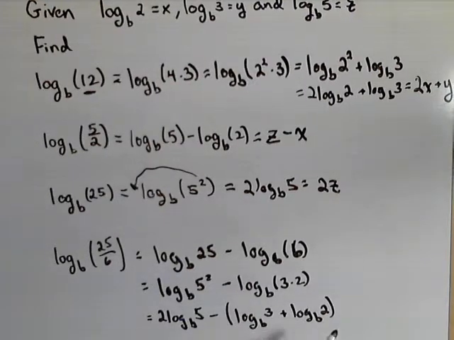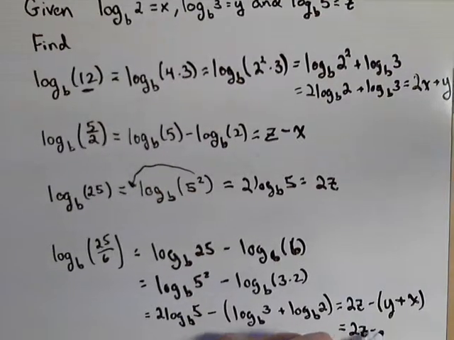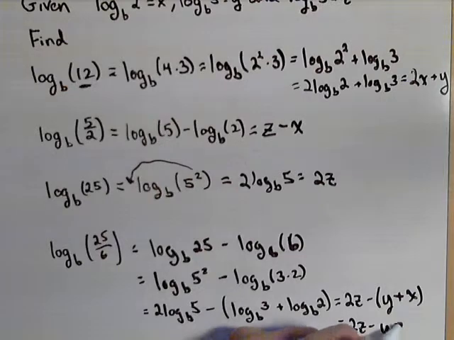So now I can rewrite this in terms of x, y, and z, because it's going to be 2 times z minus the quantity. Log base b of 3 is y. Log base b of 2 is x. And if we want to distribute that negative, we could write it as 2z minus y minus x.